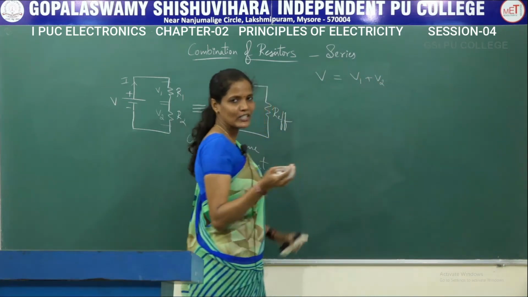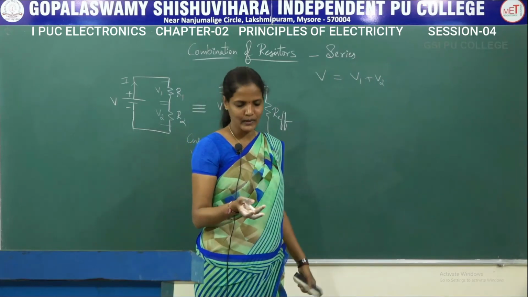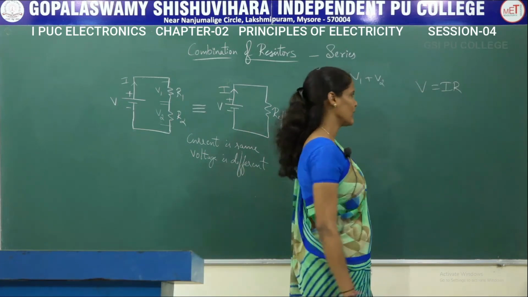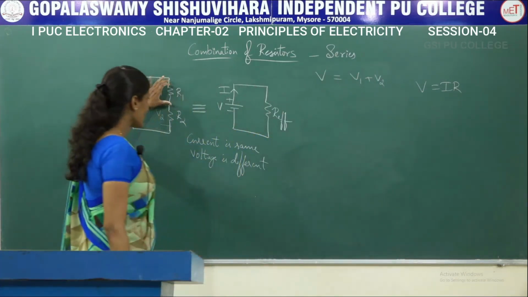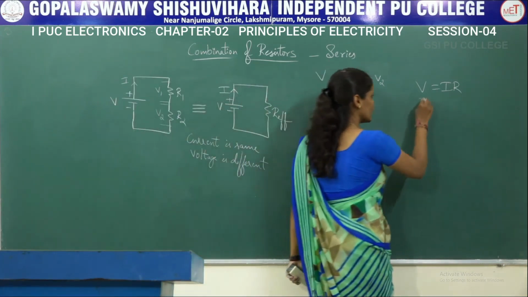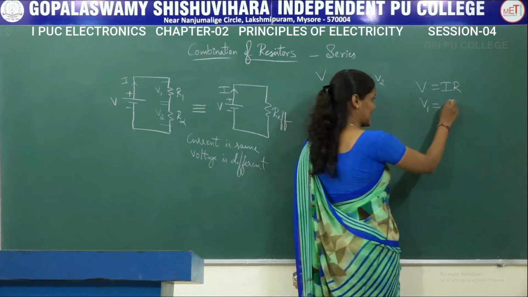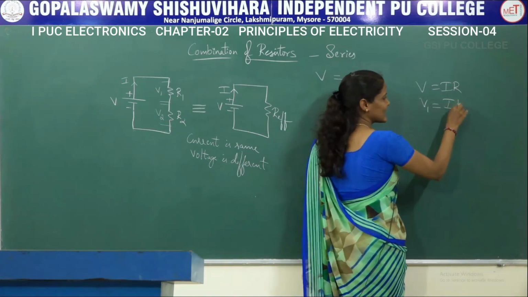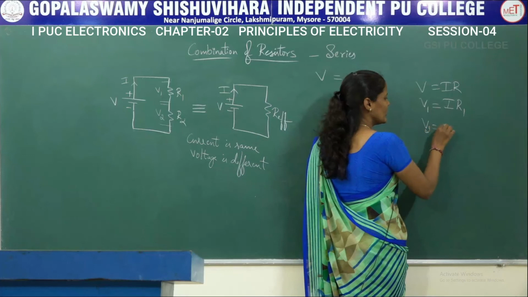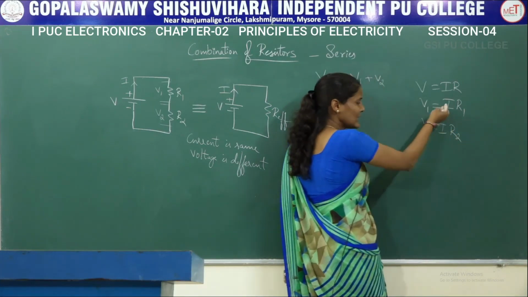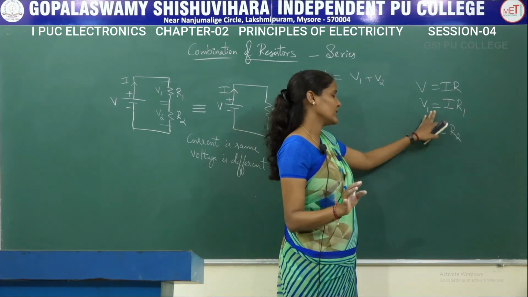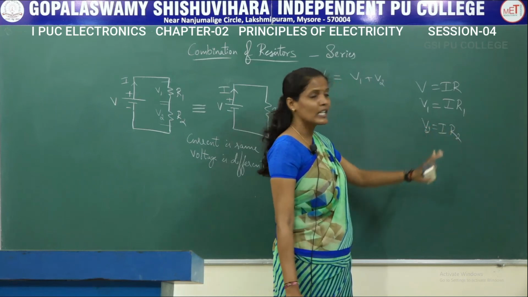If there was another resistor, we would call its voltage V3 and add plus V3. But we know that V is equal to I into R according to Ohm's law. So the voltage across the resistor R1 is V1, and V1 will be equal to the current flowing through that resistor, which is I itself, times the resistance of that resistor, R1. So V1 is equal to I into R1. In the same way, V2 will be equal to I into R2 because the same current is flowing through R1 and R2.